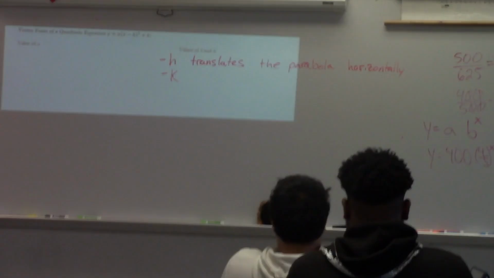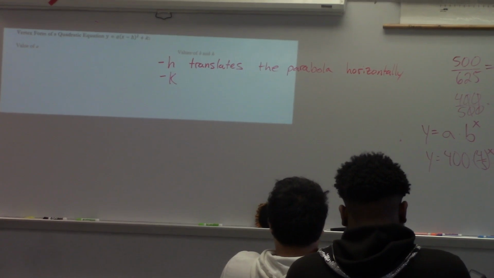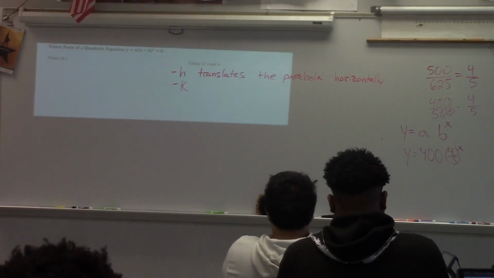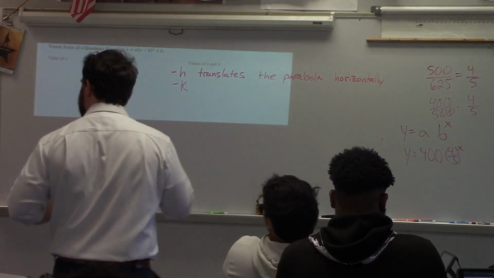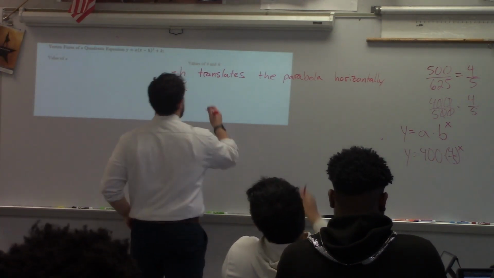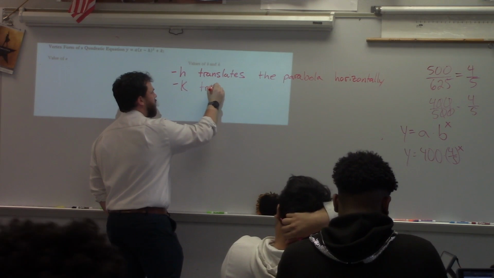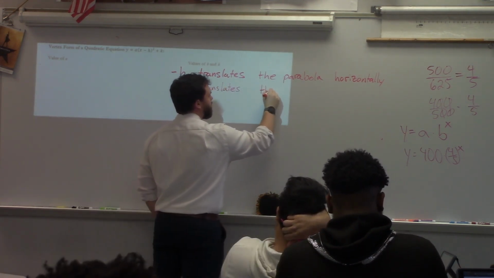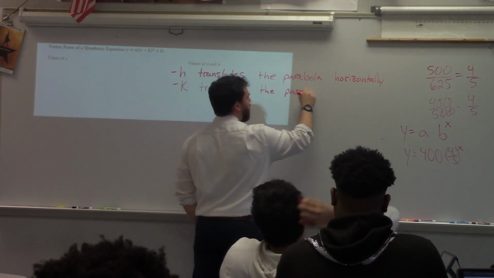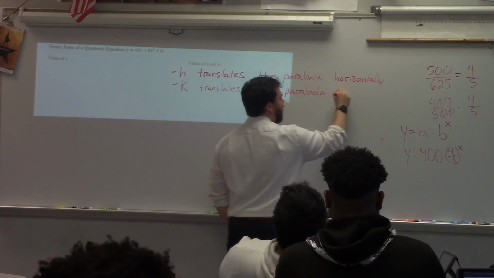In general, H translates the parabola horizontally. So what does K do? Translate the parabola vertically. Okay. Sorry, we need to start raising hands so we're not shouting over people like that. So we're translating the parabola vertically.